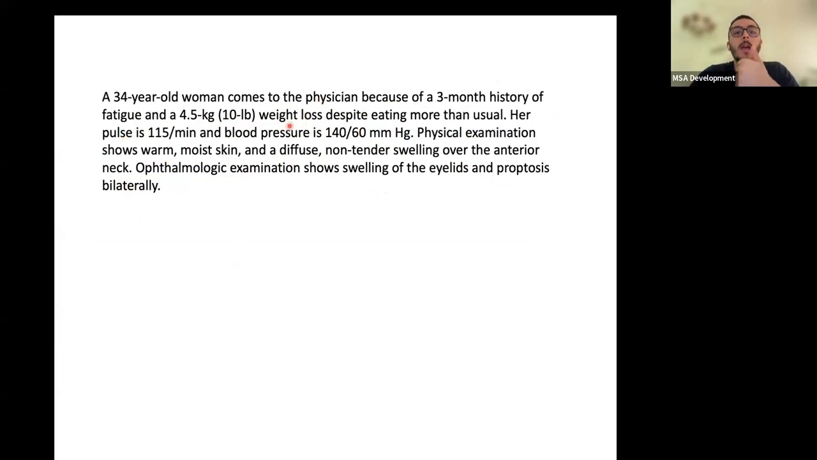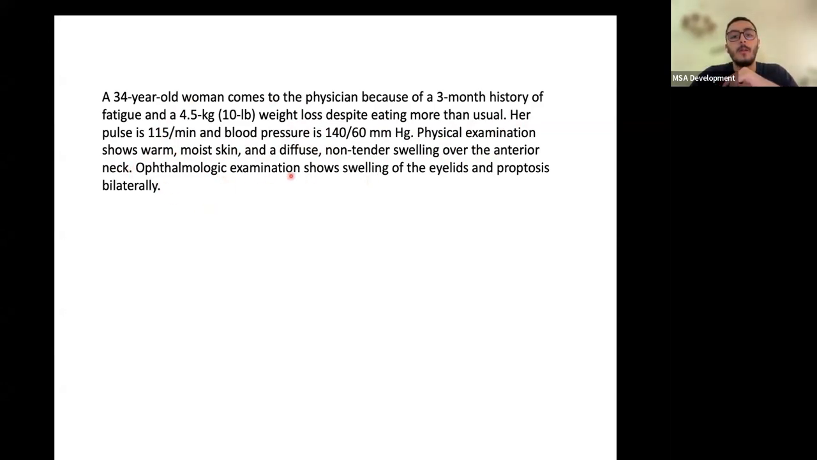Let me explain the symptoms one by one. Unintentional weight loss and fatigue are due to the increased BMR. High heart rate, increased heart rate or tachycardia, is basically because of the beta 1 adrenergic receptors activation. Increase in blood pressure is for the same reason, beta 1 adrenergic receptors. Warm, moist skin and sweating, and intolerance to heat, are because of the increased BMR. Non-tender swelling over the anterior neck, this is goiter.